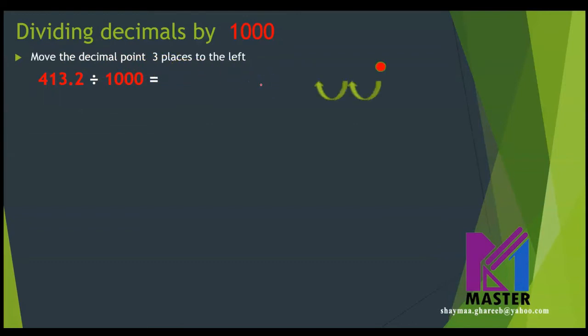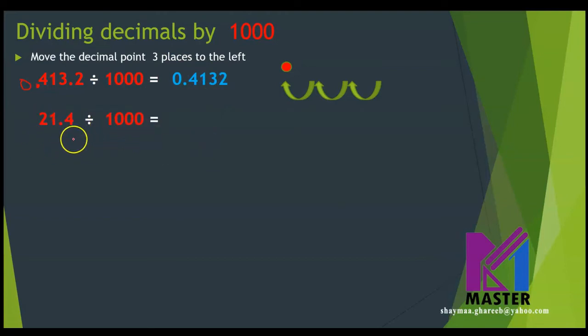So this is a decimal point. I'm going to move it 3 places to the left. Let's do it here. 1, 2, 3. Can I write the number starting with a decimal point? No, it should be here after moving 3 places. So I have to put 0 in the ones place as a placeholder. So the number will be 0.4132.